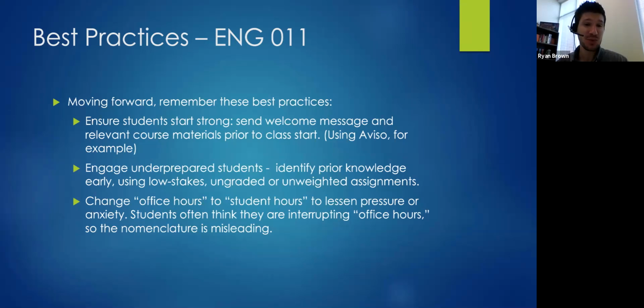After we get them in the classroom, we then need to engage them. And the first step of engagement is figuring out where students are. Students in the English 011 can have very different experiences with college level writing.